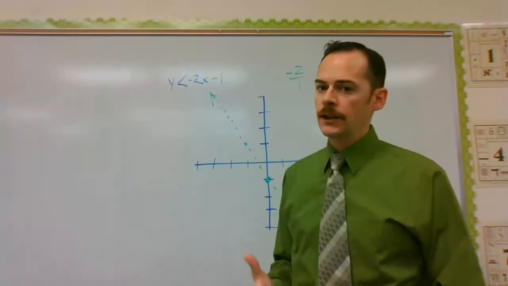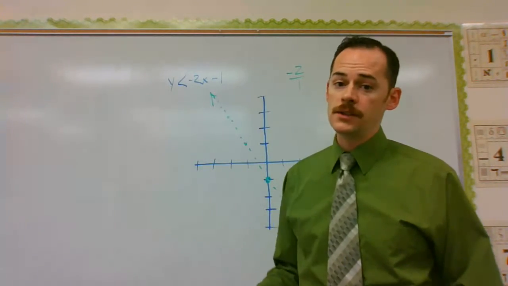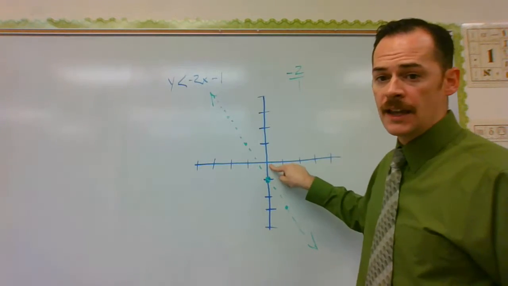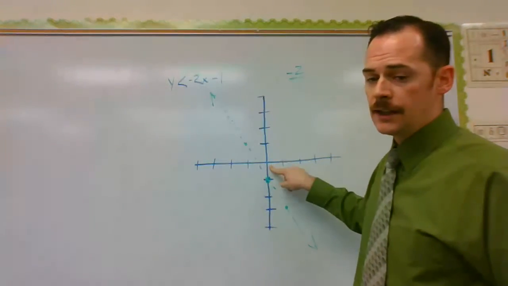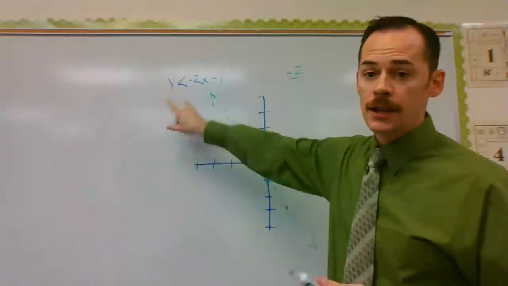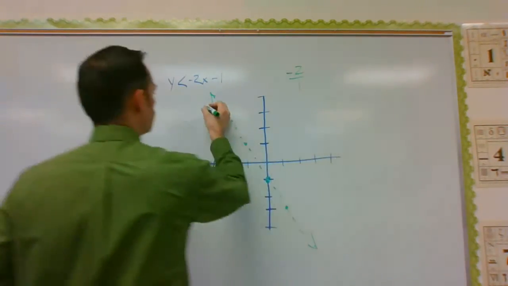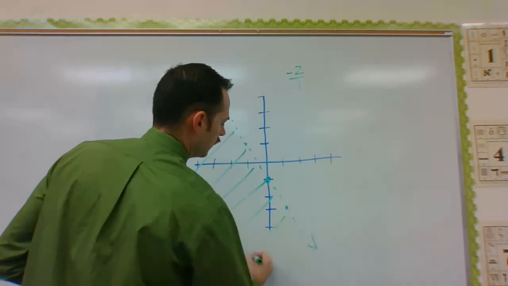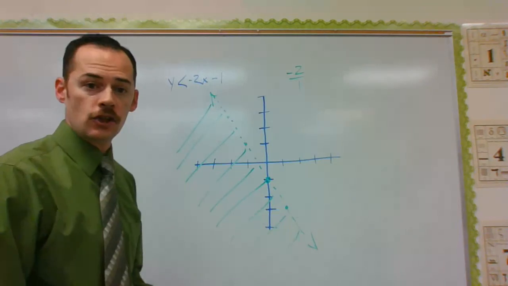Now is 0 actually less than negative 1? No, it's not. It's bigger. So that means that this coordinate is not included in the shaded area because it created a false statement. Okay, so that would mean that this side is our shaded area.